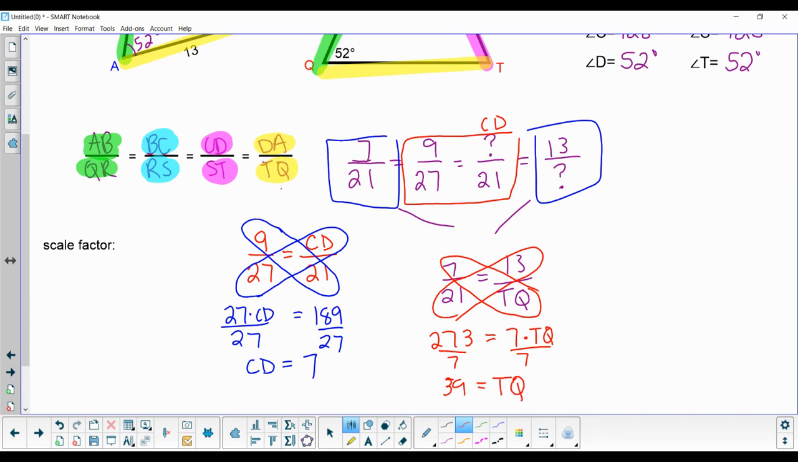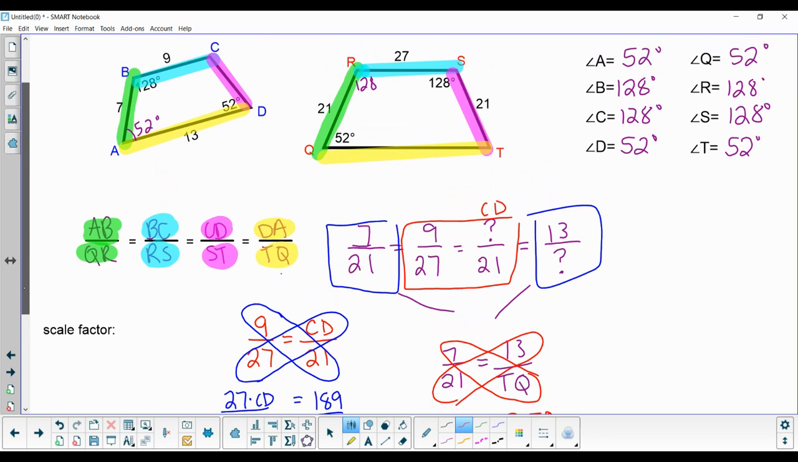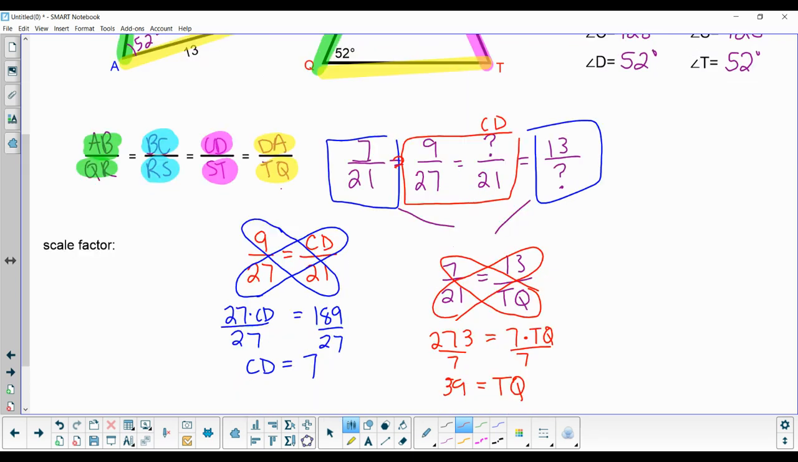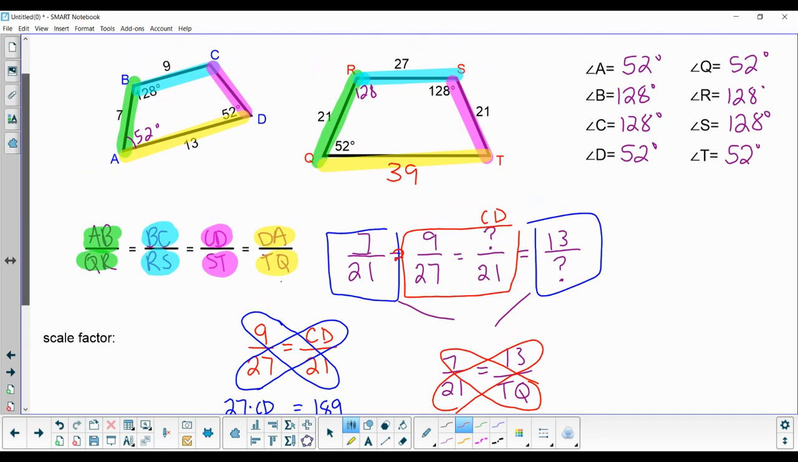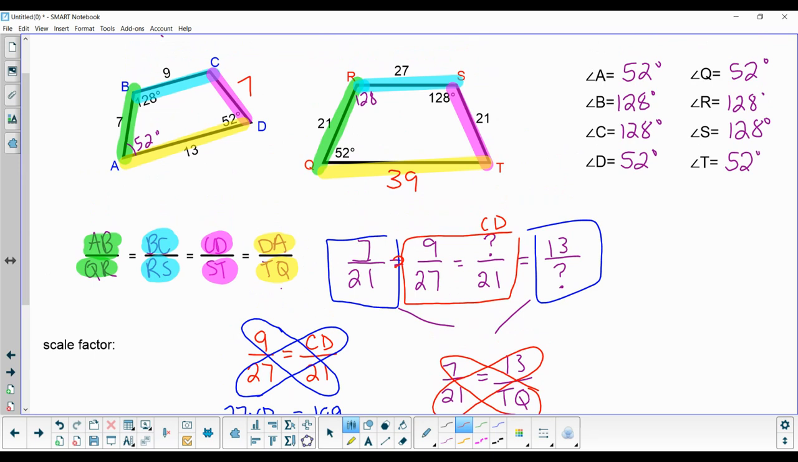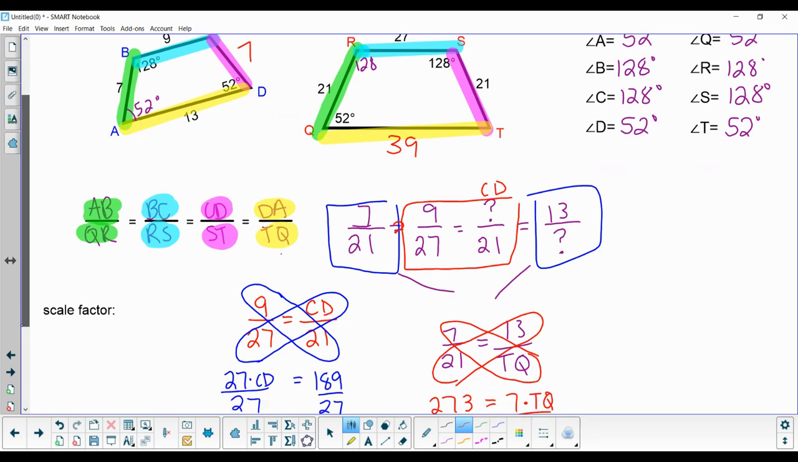I can come back up to my shape, plug these numbers in, and see if they make sense. If this is 39, and the other one we found out was 7, when I look at this, this makes sense, 7 and 7, because this is 21 and 21. And then 13 was my biggest side here, so 39 makes sense to be my biggest number. So now I know that I've done it correctly.